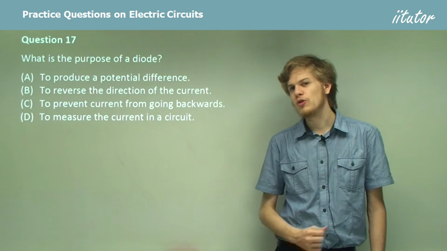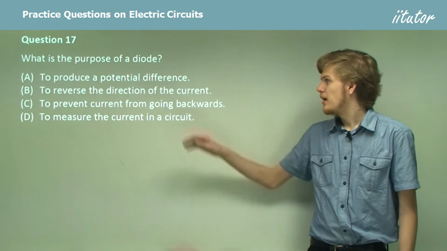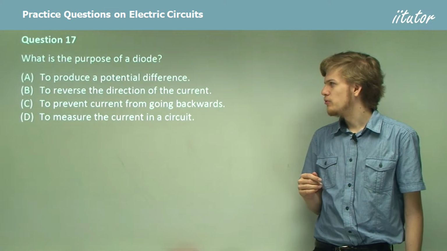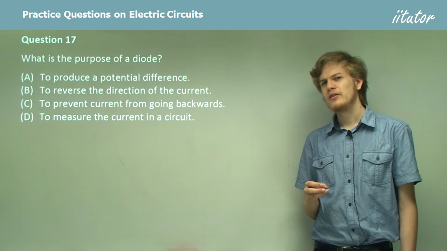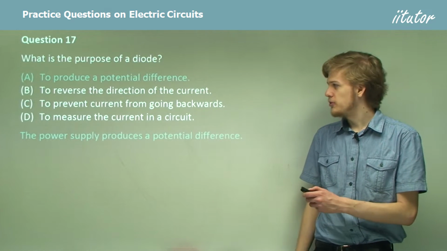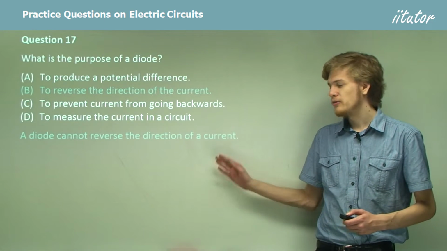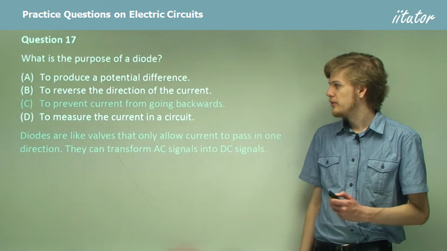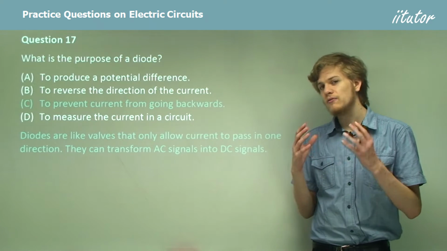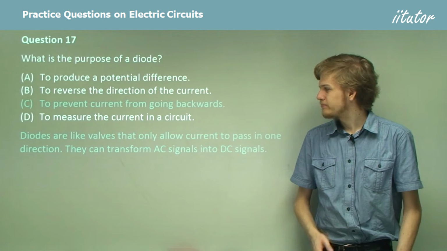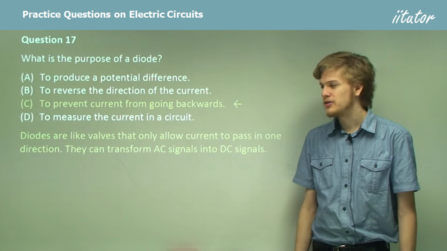Well, D sounds like it's describing an ammeter. A sounds like it's describing a power source. B, reversing the direction of the current, isn't something that we've really covered. So the power supply produces a potential difference. A diode cannot reverse the direction of a current. Ammeters measure current. And a diode is like a valve that blocks a current from going in a particular direction. So C is the correct answer.